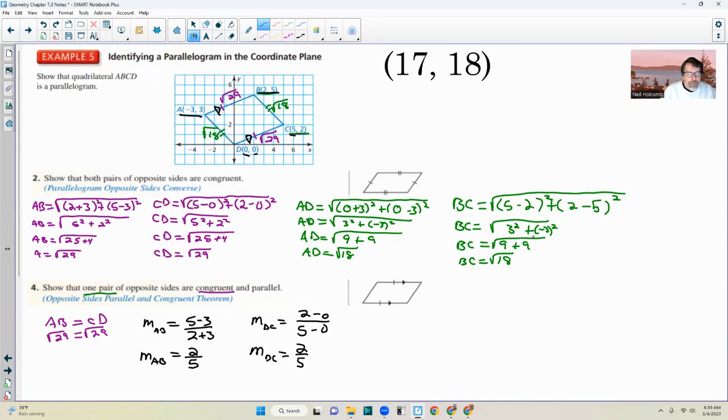So either way you prefer to do it. Do you want to do the distance formula 4 times, or the distance formula twice and the slope formula twice? And remember that when you're doing it in a coordinate plane, you can find the slope really easy by going up 2, over 5. And there's your slope, rise 2, run 5. Okay, so now you should probably be able to do 17 and 18 in your exercises.